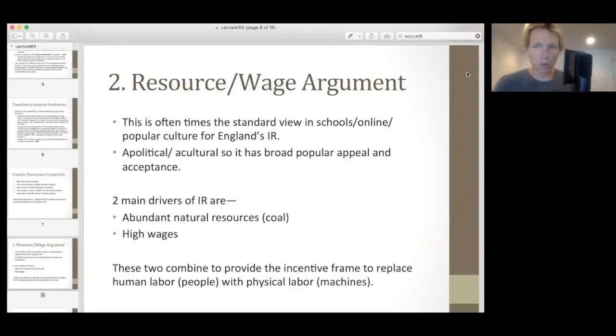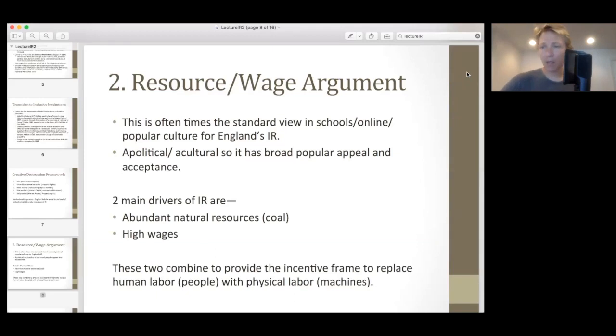Okay, the resource wage argument, which is what you learned about in school, or if you watch on YouTube, like Crash Course in History, this is the explanation that they all go for. It has this broad appeal because it's kind of apolitical, acultural, so it doesn't offend anybody because it's just like, hey, England was sitting on a pile of coal. That's why they were the first to have technological growth. There's nothing special about the English. They're just on this pile of coal.